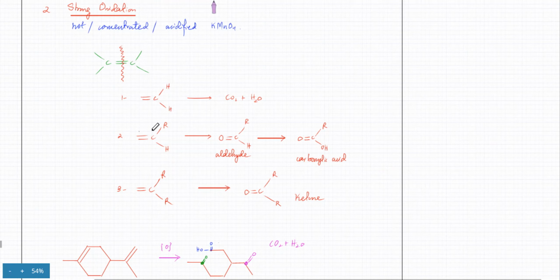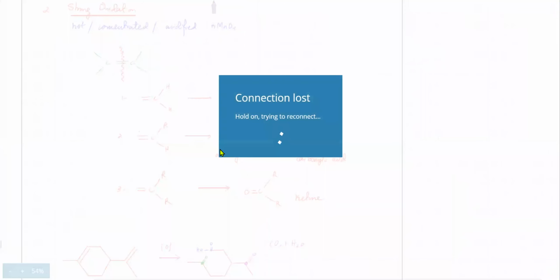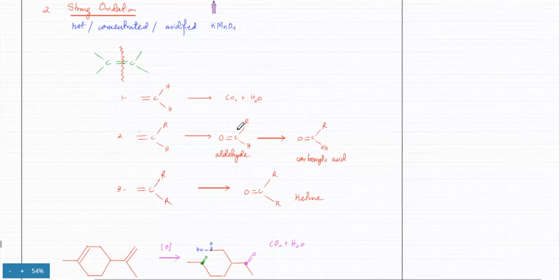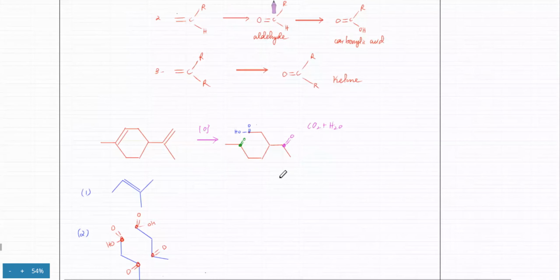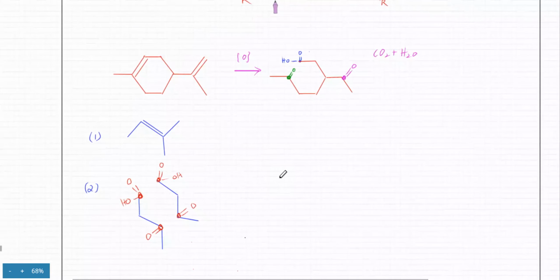If the alkene double bonded carbon is bonded on one side with a carbon chain and on the other side with a hydrogen atom, then it would change into an aldehyde and then a carboxylic acid. And if there were carbon chains on both sides, it would change into a ketone group. And we did a few questions. We did a worksheet as well.